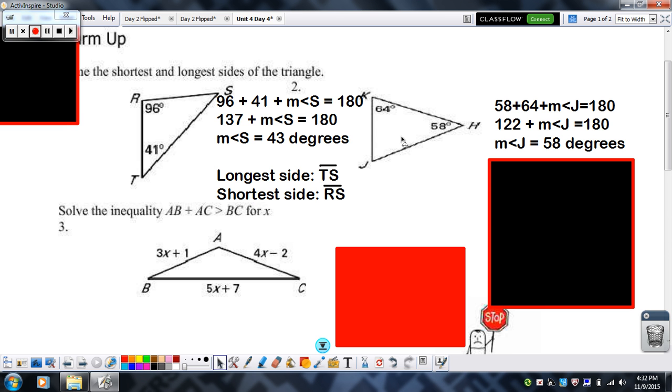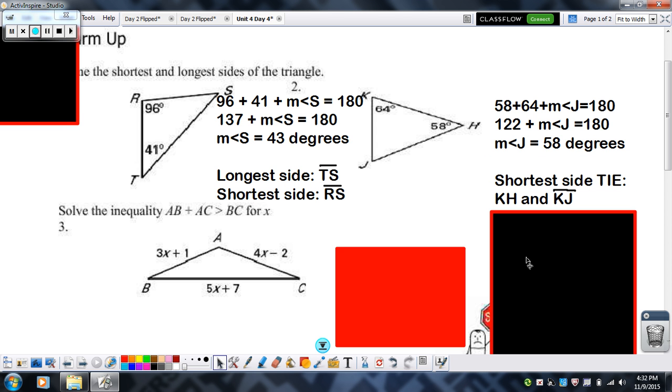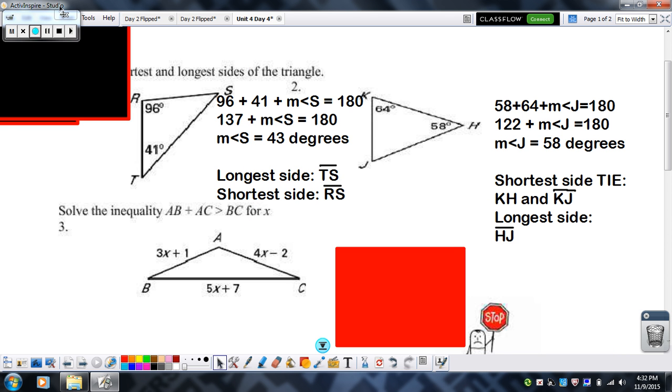Now, 2 of my angles are the same, so that means 2 of my side lengths are the same, which means that there's a tie for shortest side between KH and KJ. Then my largest side is across from my largest angle, which means HJ must be my longest side.